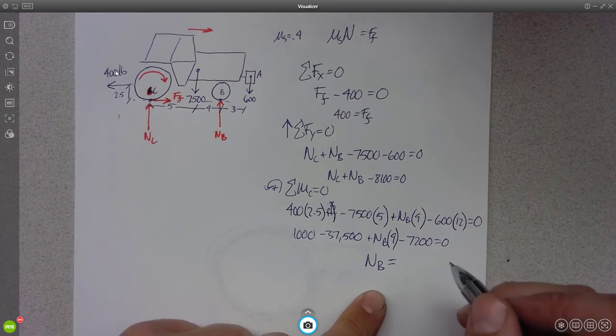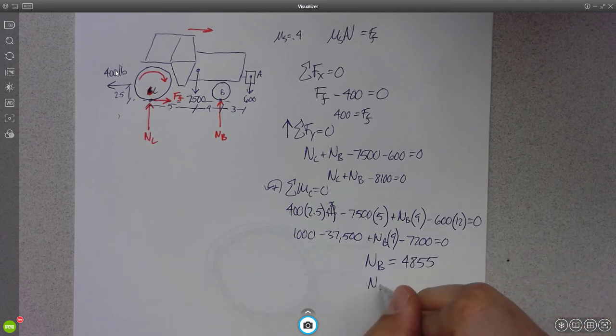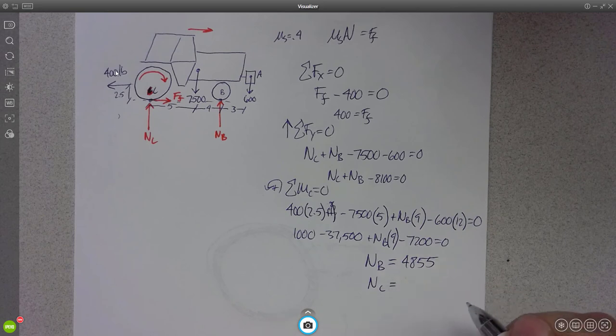How much? 48.55. So that would make NC 8,100 minus 48.55, which is going to be 32.45. Is it 32.45?